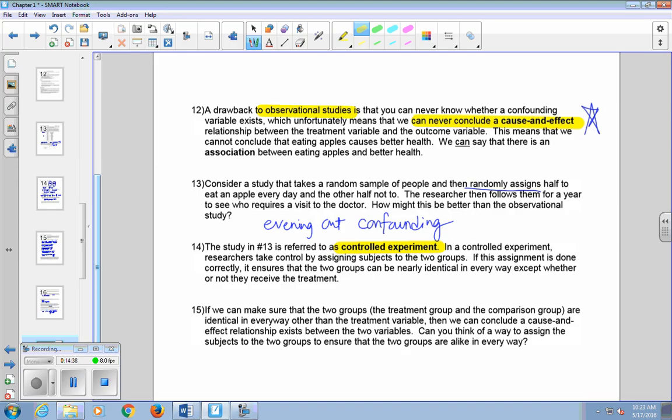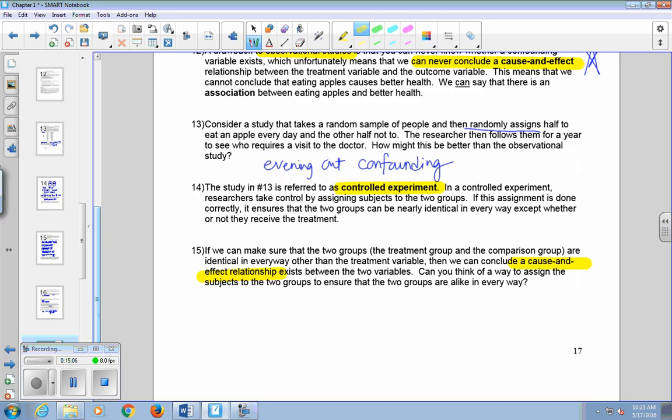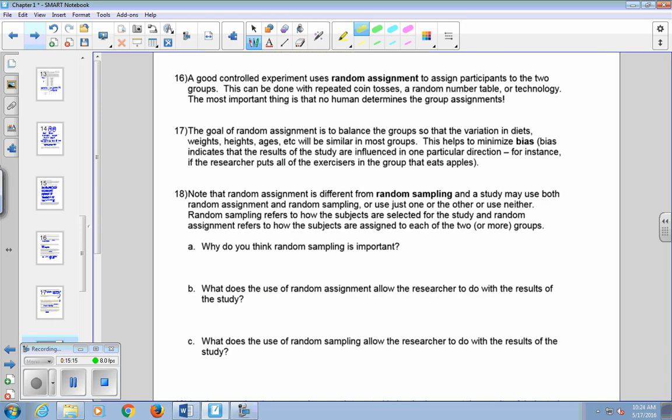If we can make sure that the two groups are identical in every way other than the treatment variable, then we can conclude a cause and effect relationship. So controlled experiment, well done. You can conclude cause and effect. Okay? So can you think of a way to assign the subjects to two groups to ensure that the two groups are alike in every way? So the best way to do that would be to do this randomly. All right. A good controlled experiment uses random assignment.